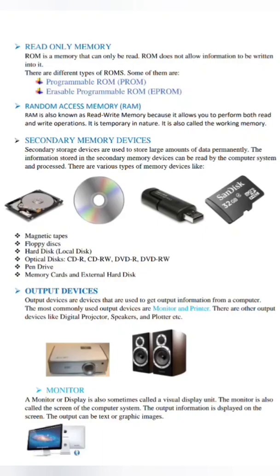Next we go for random access memory. RAM is also known as read-write memory because it allows you to perform both read and write operations. We can correct it, we can write, read, and we can also edit the data. Hence it is also called volatile memory.